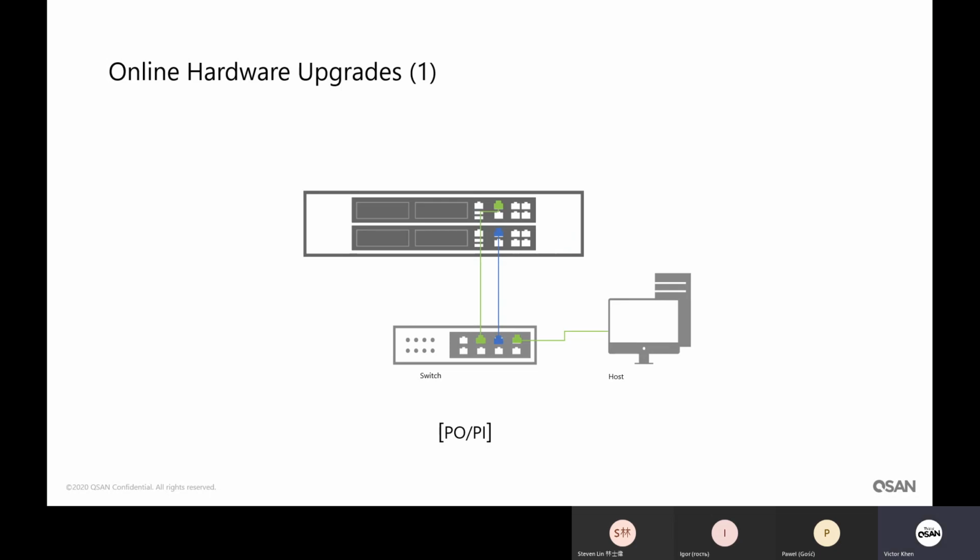Another great feature, which is quite unique to QSAN, is that we can do online hardware upgrades. We can upgrade the host cards and RAM online, and later, if we upgrade the architecture, we also plan to be able to upgrade the controllers the same way, but this is in a future plan.